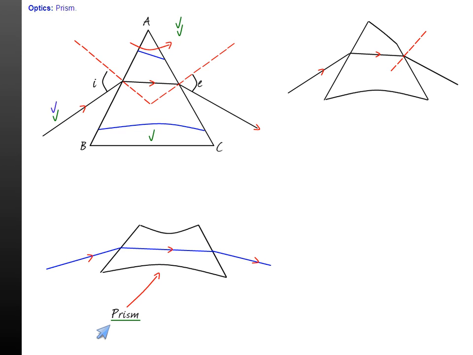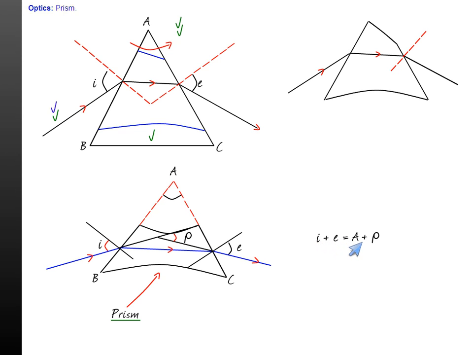And the angle of prism will be the angle between the two faces which contain the incident ray and emergent ray. So this will be the angle of prism. And then obviously this will be the angle of incidence, this will be the angle of emergence, and this will be the angle of deviation.